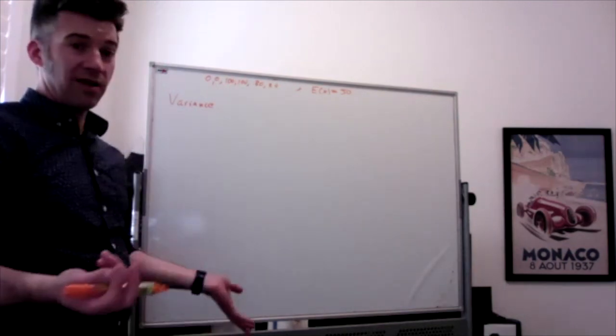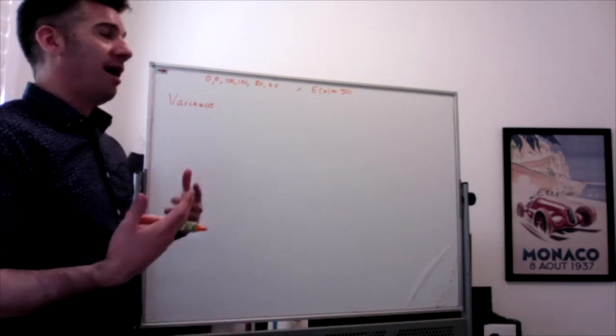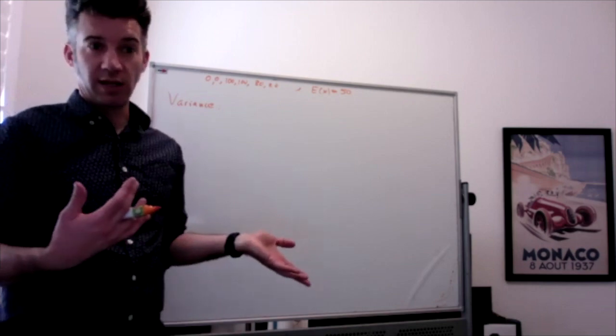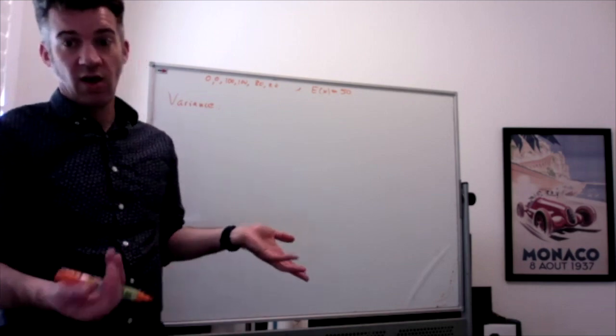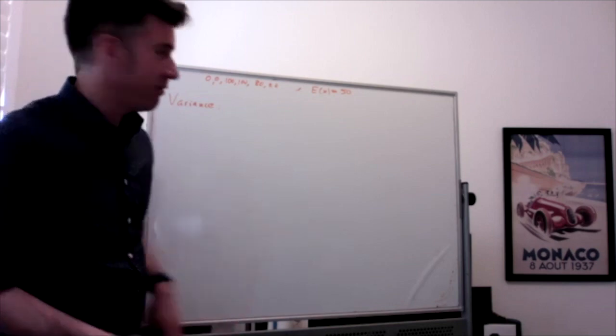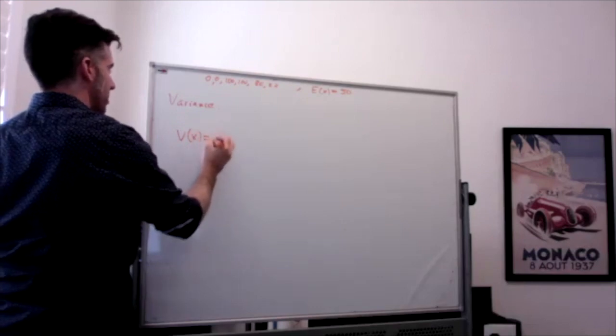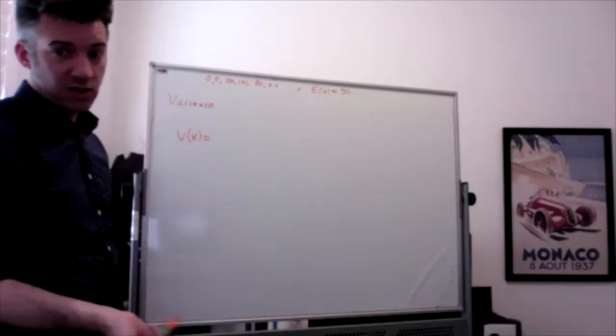Because some of them will be negative, some of them will be positive, and they all balance each other out. So to not have to deal with the fact that we can either be larger or smaller than the mean, we're going to take our differences and then square them so that all the differences are positive. The variance, V of x, is going to be all of our differences squared.